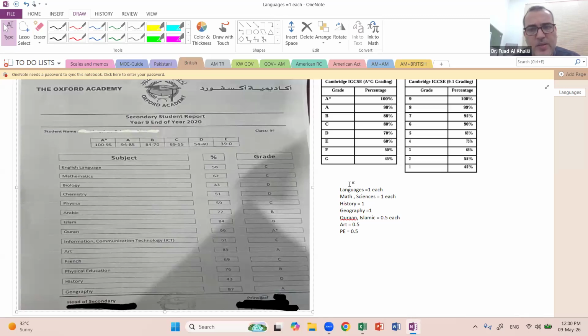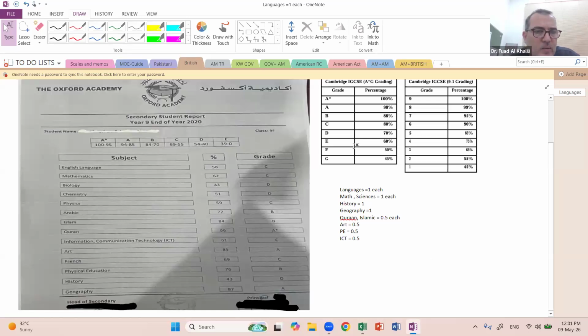For the British system, the languages, each one you will give 1 credit. Math and science are 1 credit. History is 1 credit. Geography is 1 credit. Quran and Islamic are each half credit. Art is half credit. Physical education is half credit. And ICT, information technology, is half credit. So this is for the British system.